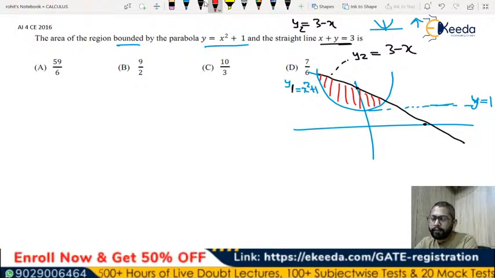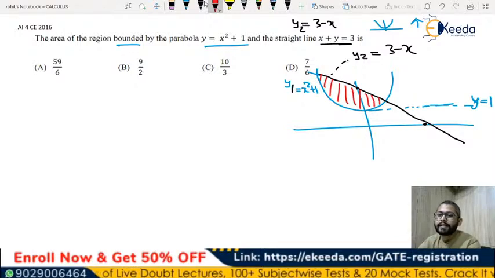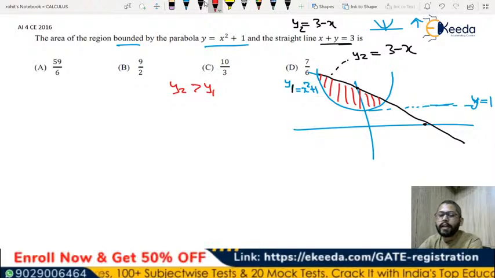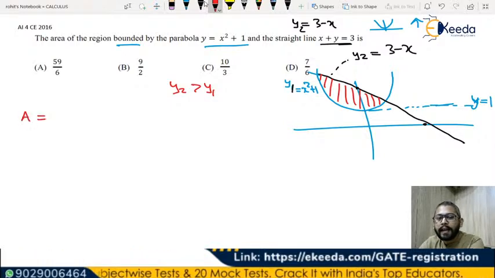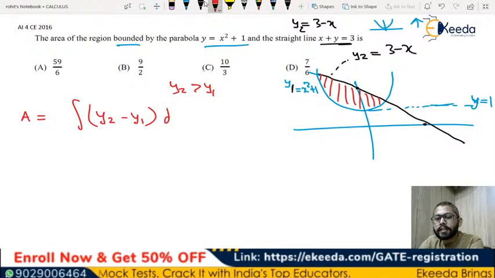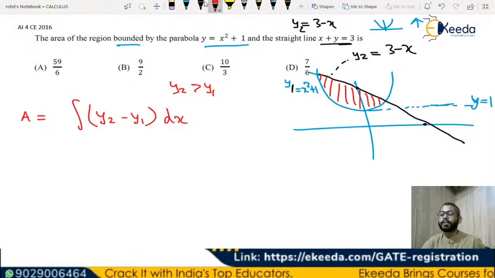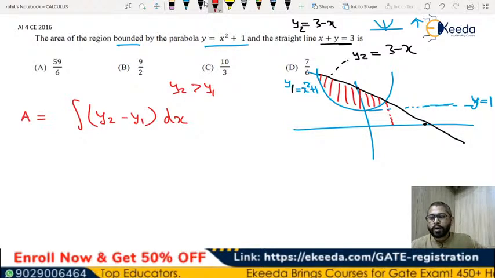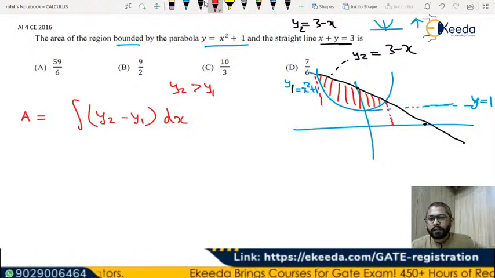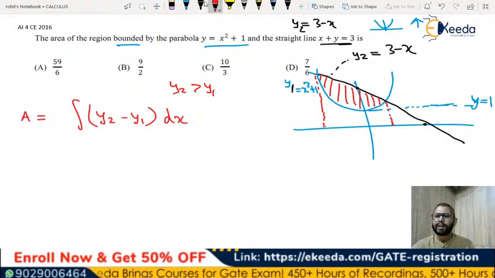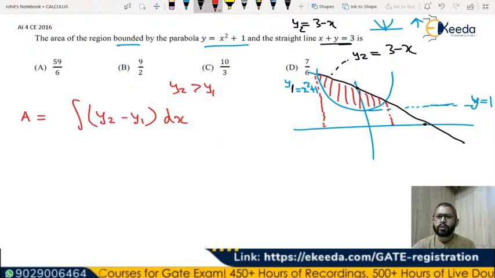And if you look along the y-axis, you can see y2 is greater than y1. So finding this area can be given as the integration of y2 minus y1 dx, and we'll have to find the limits of x. How to find the limits of x? This is one point of intersection of both the curves, and this is another point of intersection. So you can equate y1 equal to y2 and solve it.